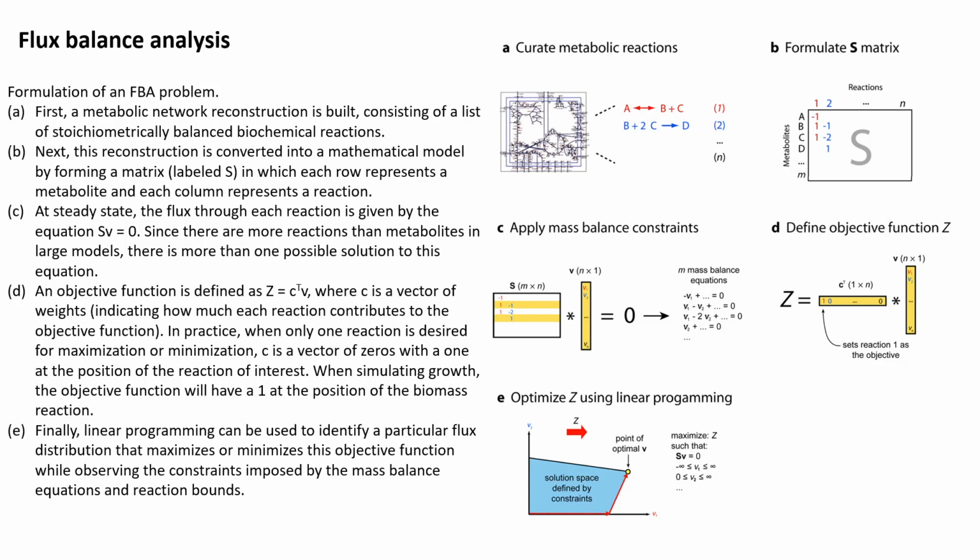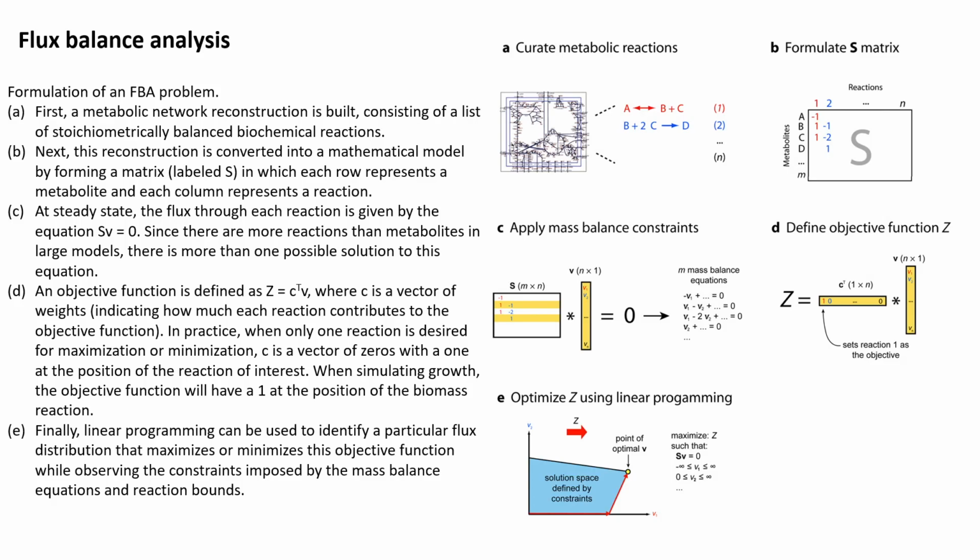And you take a transpose of the matrix and multiply it with the reaction rate vector, you get what is known as the objective function. In practice, only one reaction is desired for maximization or minimization, and C is a vector of zeros with a 1 at the position of the reaction of interest. When simulating growth, the objective function will have a 1 at the position of the biomass reaction.